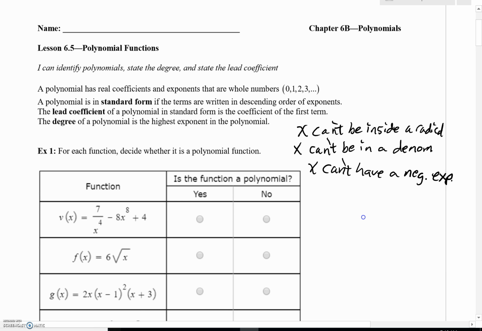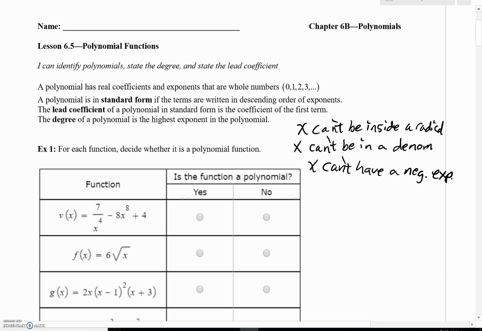Okay, getting into the second half of Chapter 6, I should say the second of three parts, really. We're going to be getting into working with polynomials. And you can see our learning target: I can identify polynomials, state the degree, and state the lead coefficient.